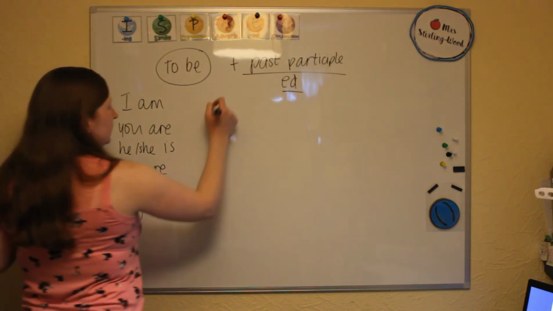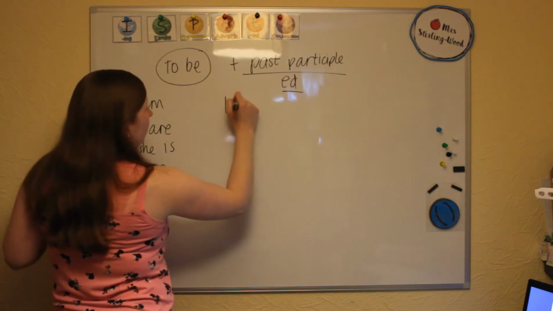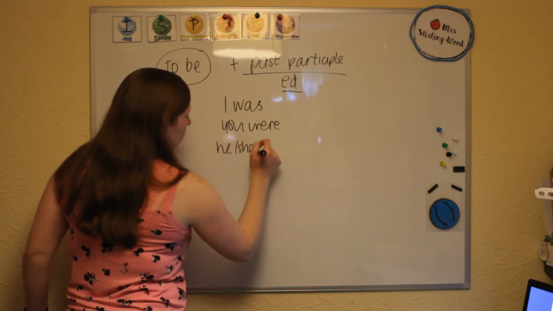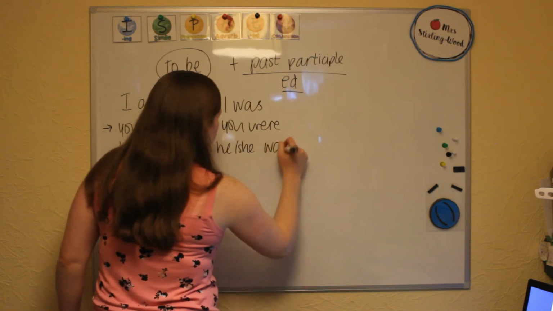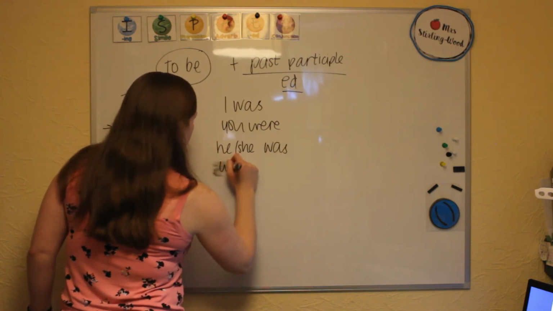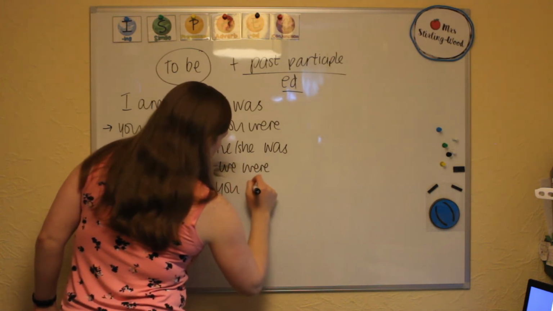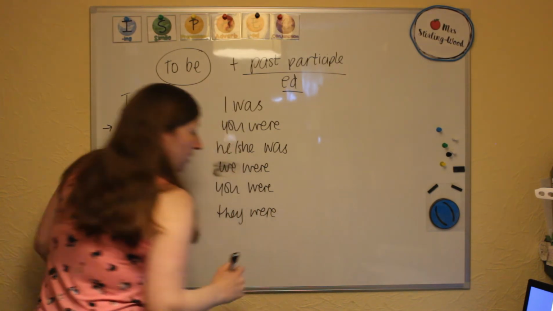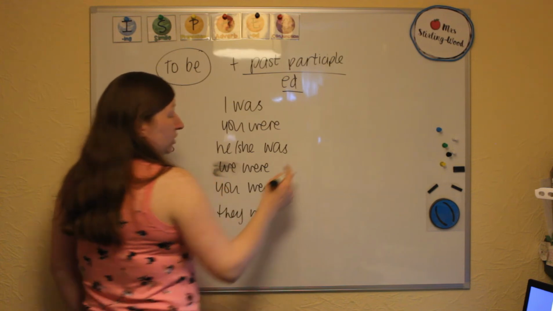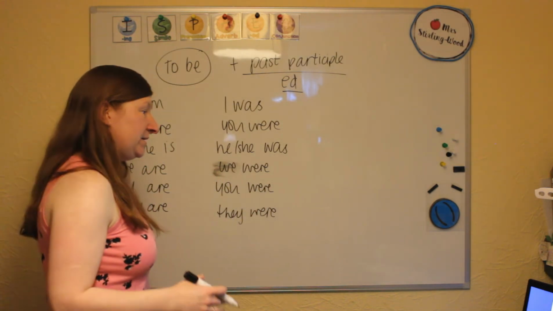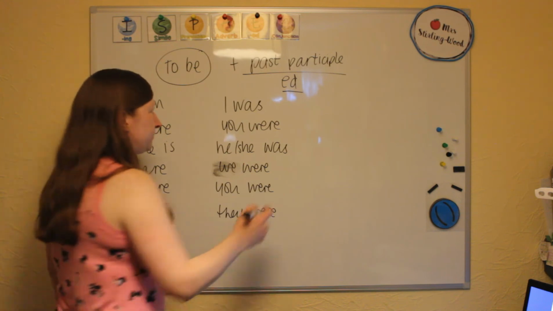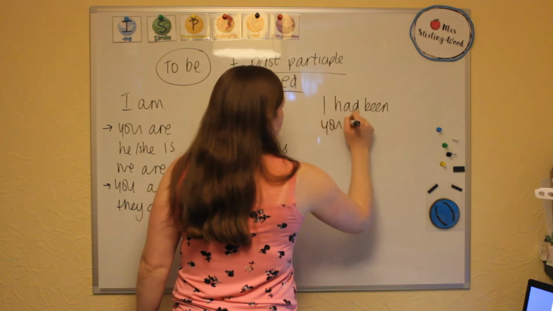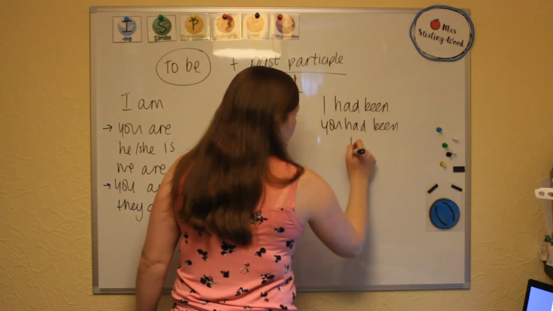We've also got the past tense we could use. So in the past tense it would be I was, you were, he, she, it, William was, we were, you, plural, all of you, were, and they were. And then we could use something called the past perfect tense, which is an action that happened before something else. So I had been, you had been, all the way down. Okay.